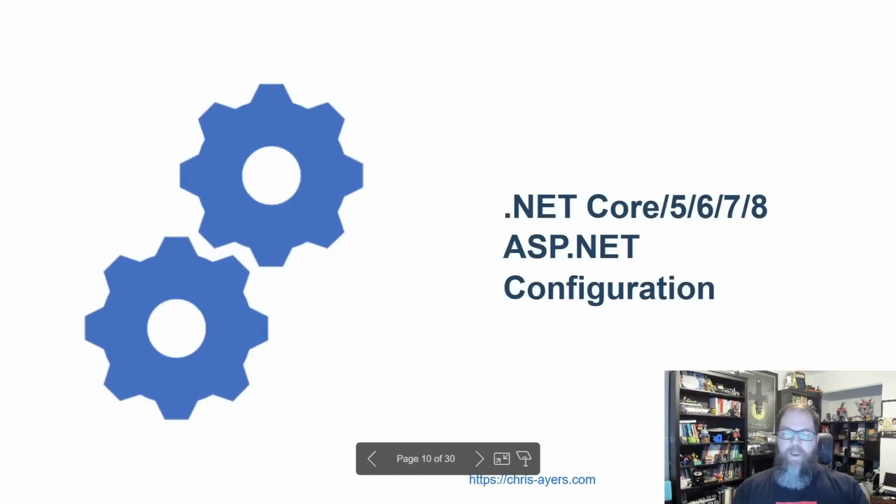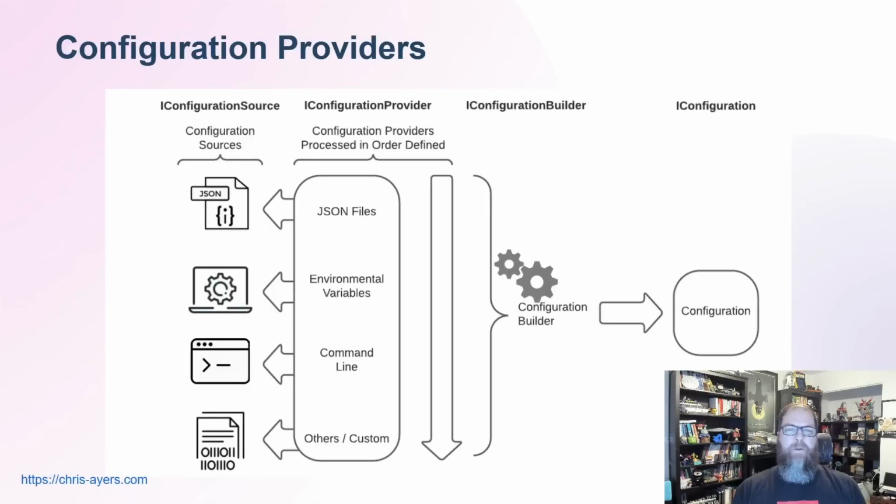Now, with .NET Core 5, 6, 7, 8, it's been completely redone. There's the idea of configuration sources. So this might be a JSON file or an XML file. This might be an environment variable or command line argument or something custom that you've made, like tying it to a database. These are processed by configuration providers, and you define them in a certain order, like I want my JSON files first, then my environment variables. Those get processed by the builder, and you get a configuration out of it.